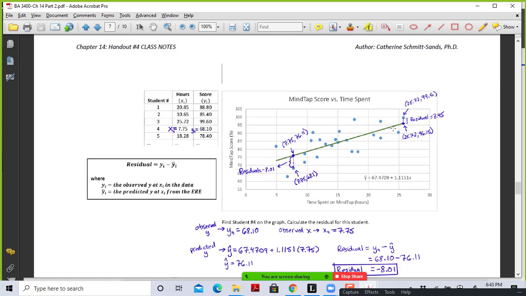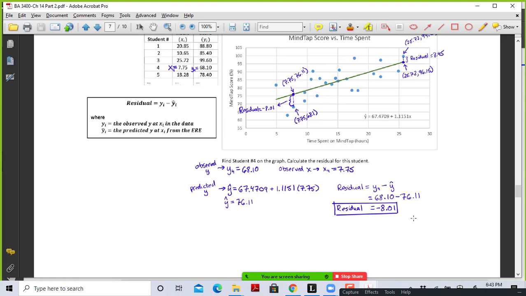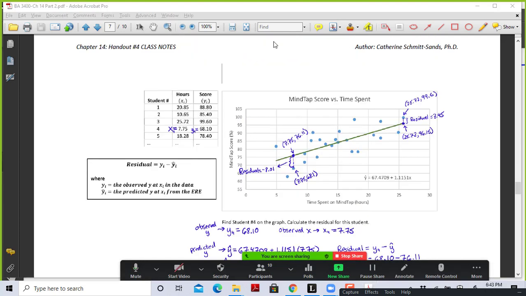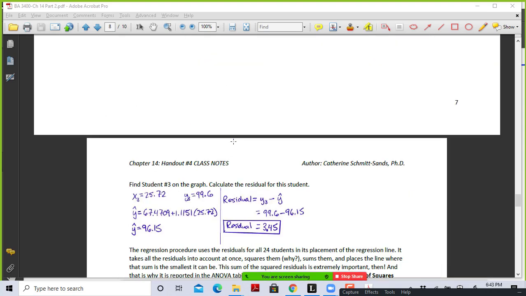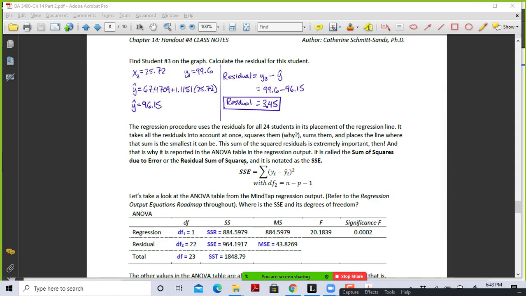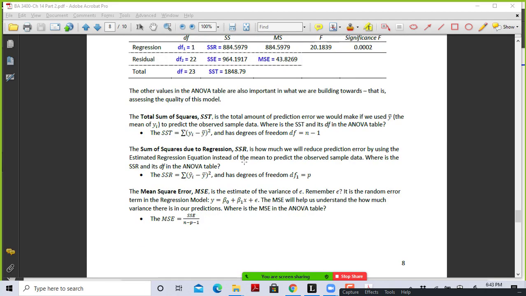Also, what are the residuals? Residuals you can read on handout number 4. There will be one question on the residual and a few more questions on residual analysis, which I will get back to you guys shortly. All right.